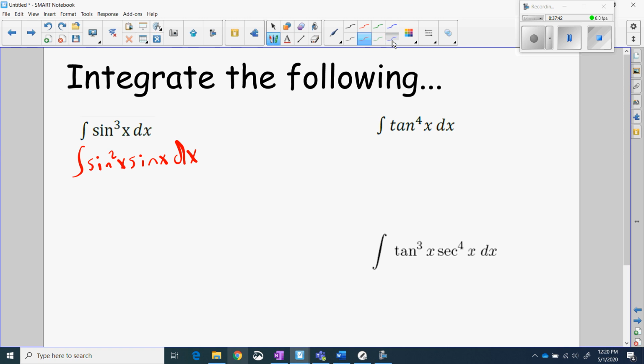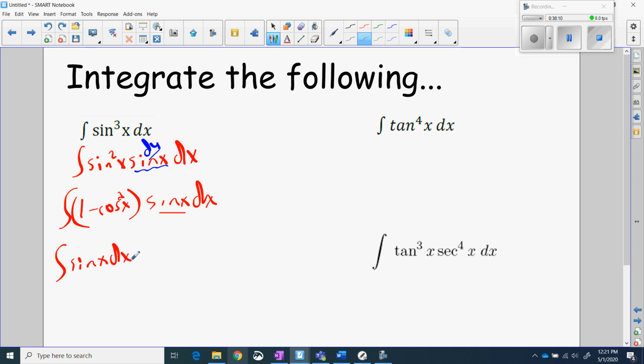I'm doing that for this to serve as the du. Well, if this is du, I need cosines. However, if you know your trig identities, there's a way to switch sine squared into 1 minus cos squared. So it's 1 minus cos squared goes in there instead of sine squared. You've got your sine x here beside it, dx. Distribute that into each of these. You're going to get 2 separate integrals: the integral of sine x dx minus the integral of cos squared x sine x dx.